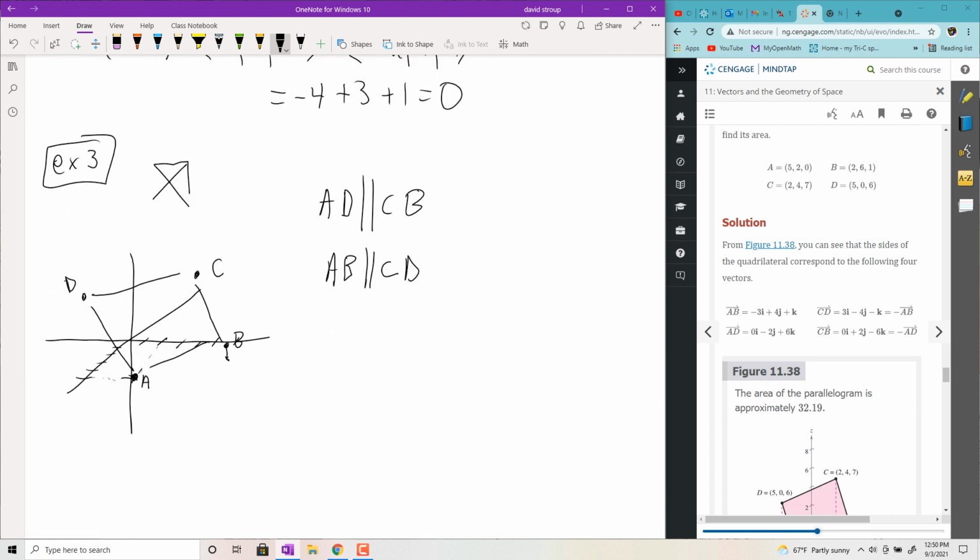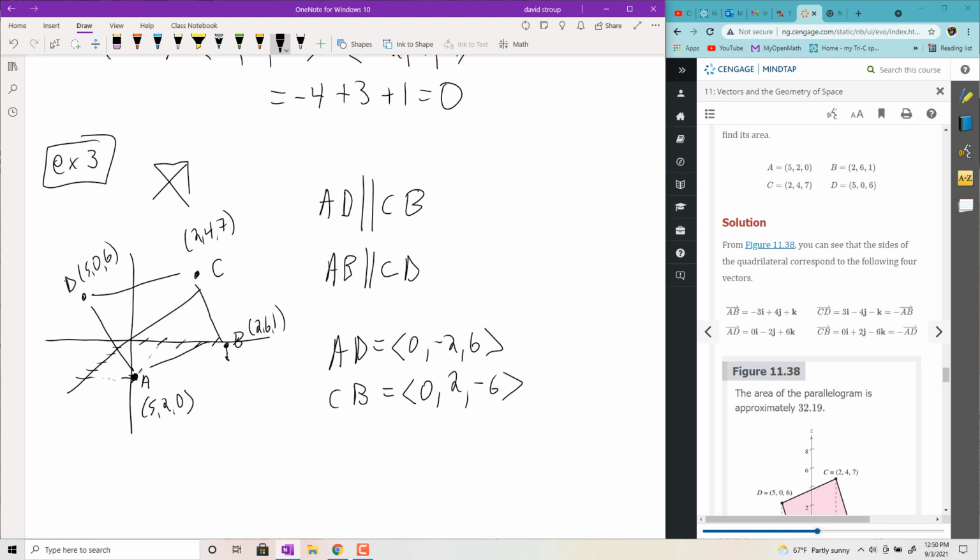So A is 5, 2, 0. I guess I should write these down. D is 5, 0, 6, C is 2, 4, 7, and B is 2, 6, 1. So AD is 0, negative 2, 6. CB is going to be 0, 2, negative 6. And you can see AD and CB are just constant multiples of each other, so they are in fact parallel.